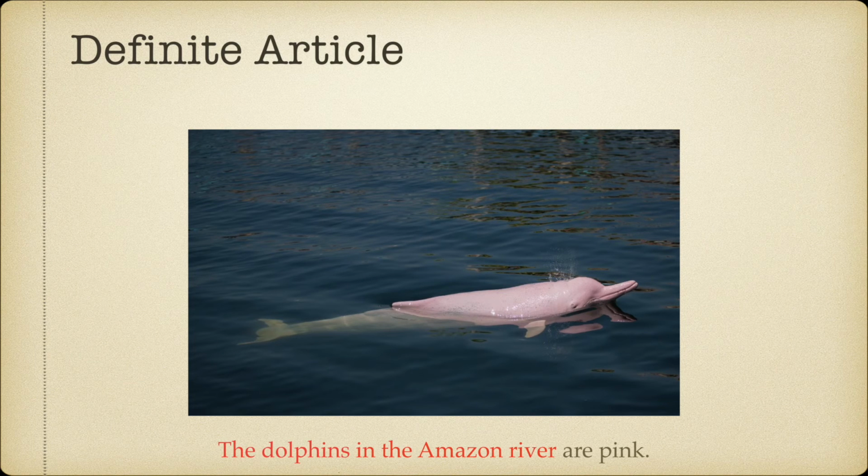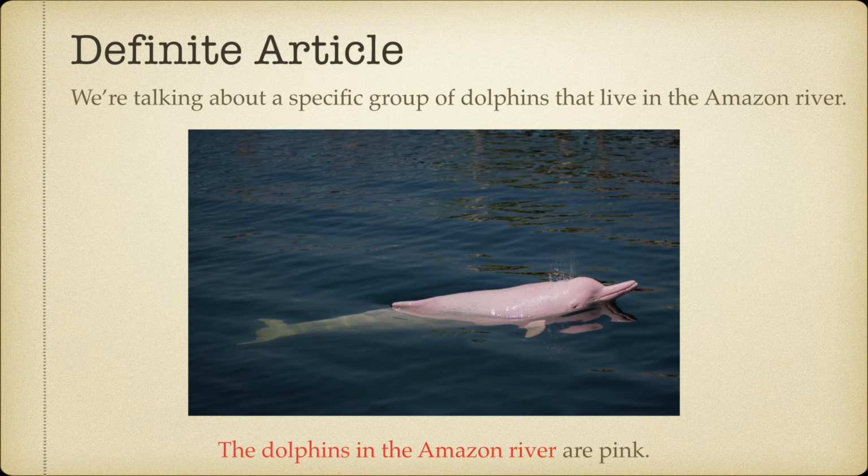The dolphins in the Amazon River are pink. In this sentence, we use the definite article because we're talking about a specific group of dolphins that live in the Amazon River.